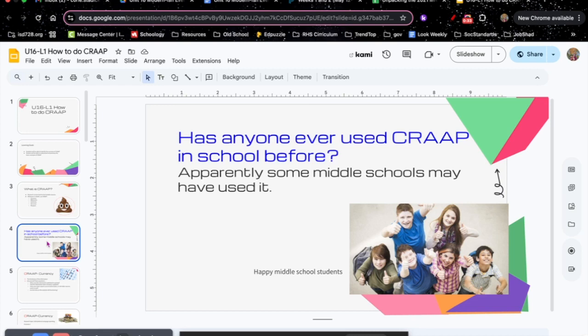So has anyone ever used CRAAP before in school? Apparently some middle schools may have used it. Look at those happy middle schoolers.